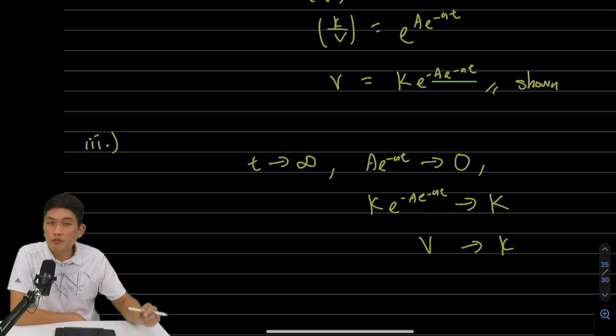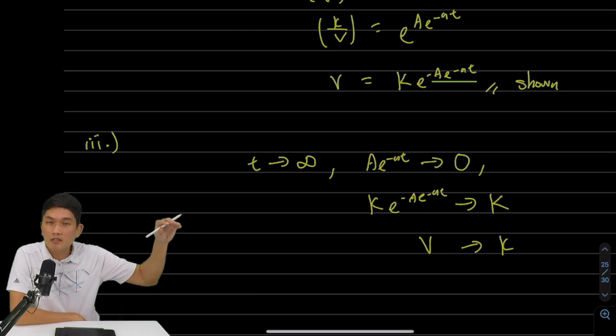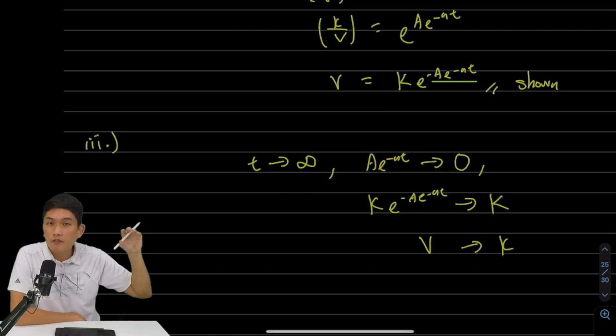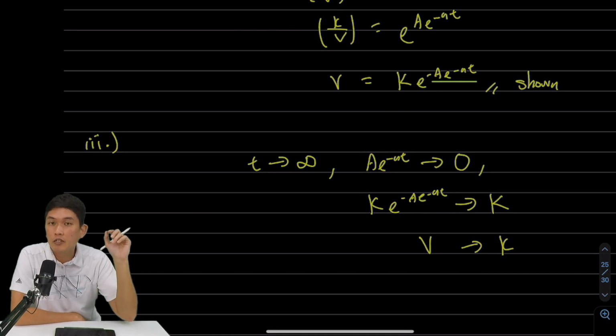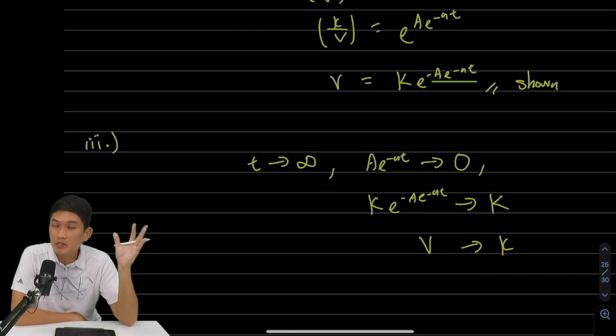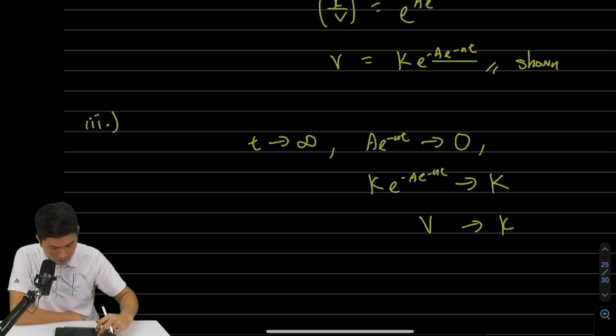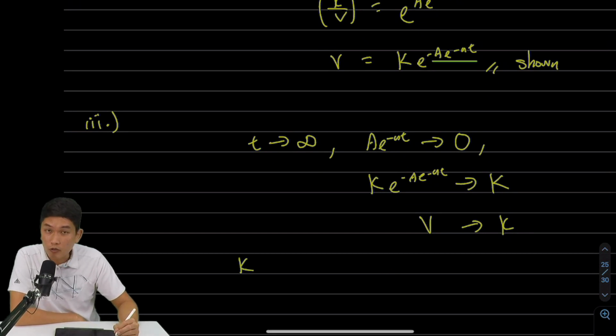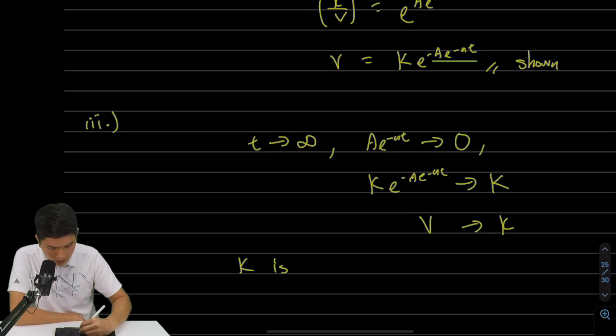So what does that mean? If you give enough time, as days pass, the volume of the tumor will approach this value k. So that tells me that k is sort of like the limit of the volume of the tumor, or the maximum volume of the tumor. This is part of the question. You have to give in context the significance of k. K is the maximum volume of the tumor.